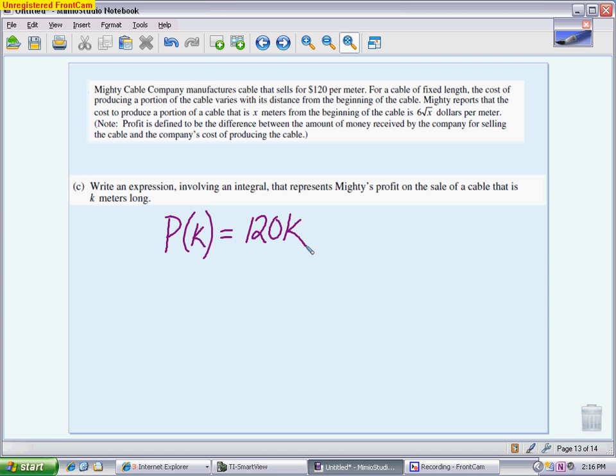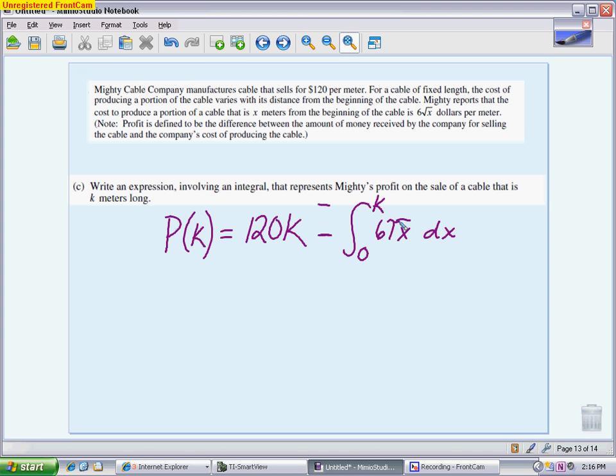And then minus how much it costs, and so the cost is going to be the integral from 0 to K of 6 radical X dx. This particular part, and that's actually all you had to do for this part C, was worth 2 points. 1 point for writing it with the correct integral notation, and 1 point for the full expression. So the idea is that you're taking the amount that you get selling, which is 120K, and you're subtracting the integral of your cost function. I think that one is pretty straightforward, 2 points.